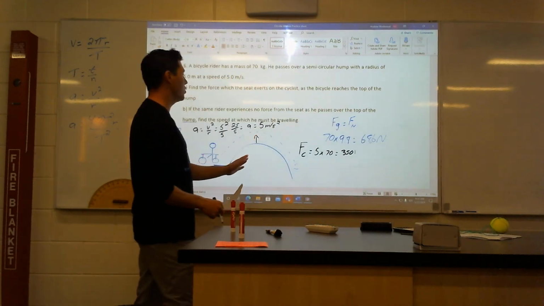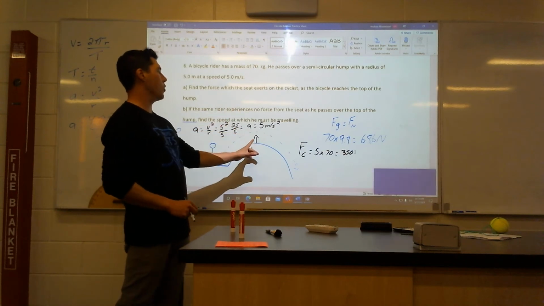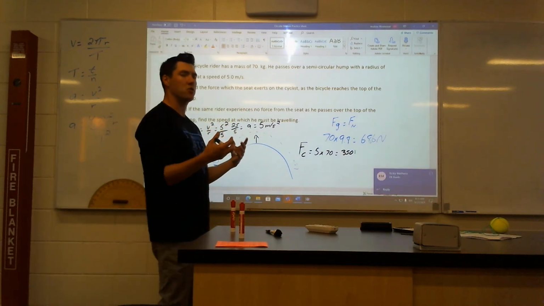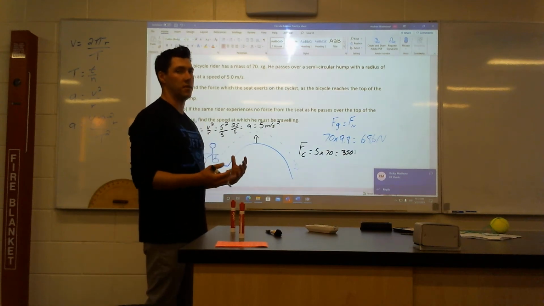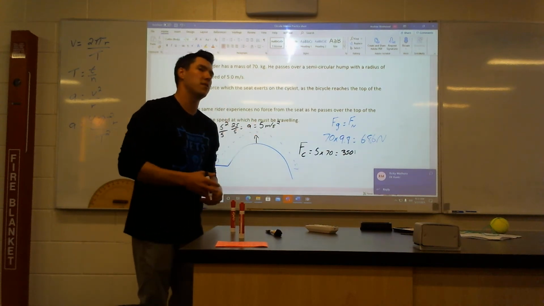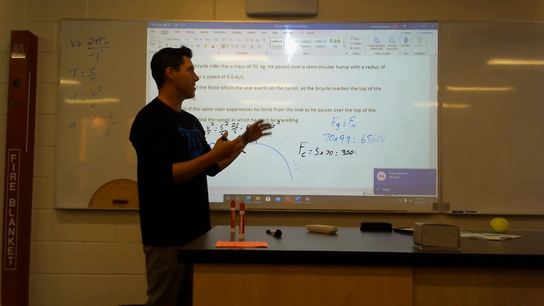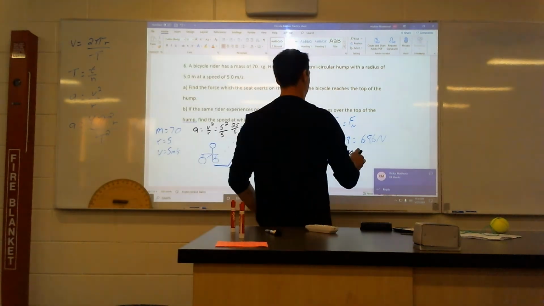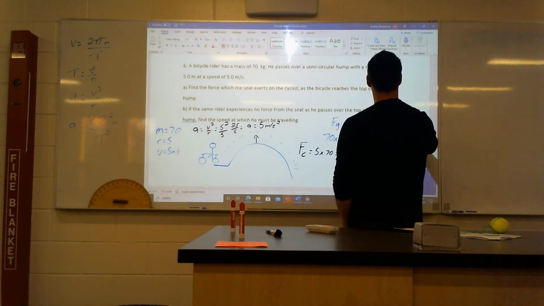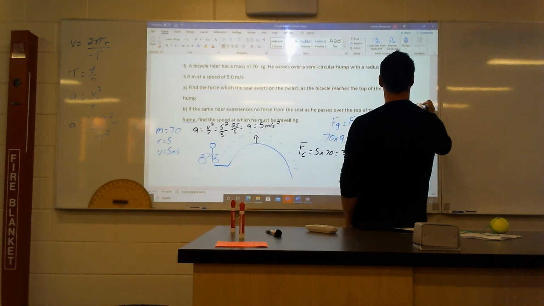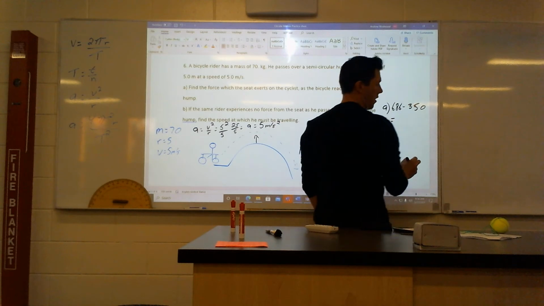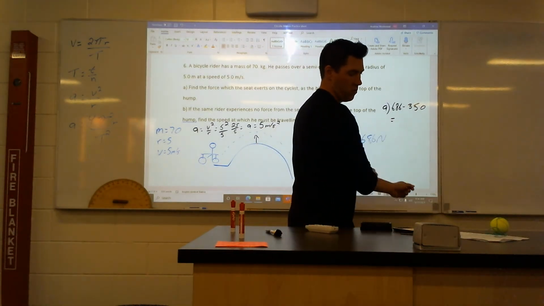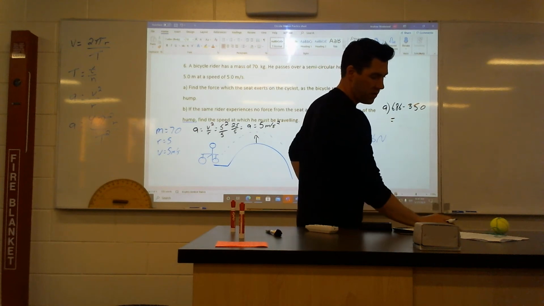So gravity is pushing downwards. This force is pushing upwards, which means I'm going to subtract the two, and that's how much force you actually feel from the bicycle seat now. That's how much force the bicycle seat has to do on you. It's kind of like that force normal situation. So to get the answer for A, I'm going to go 686 minus 350, and I get an answer of, what do I get? 336. 336.